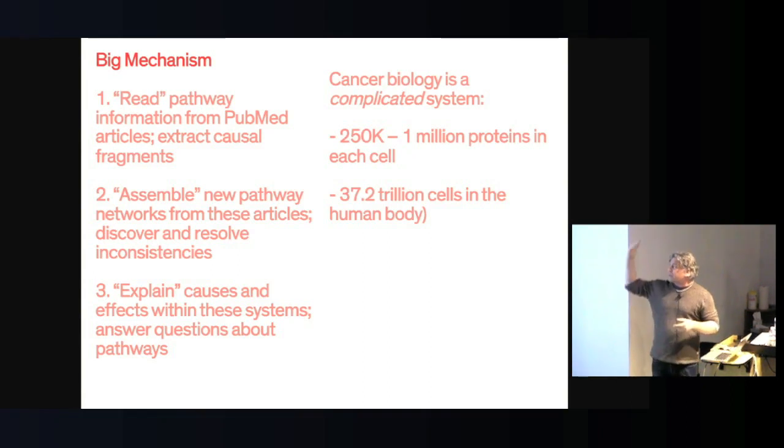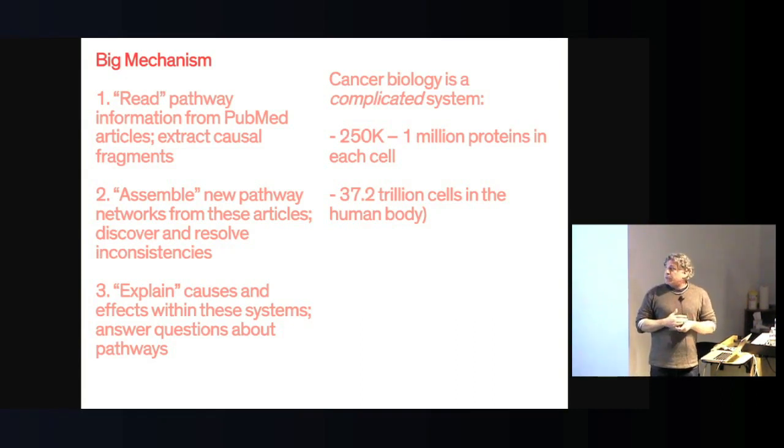And this always wows me. Cancer biology, what happens inside a human cell, is insanely complicated. We have up to 1 million proteins in a single cell in our body, and we have over 37 trillion cells in the human body. So trying to make sense of the functionality of living systems is unimaginably complicated.